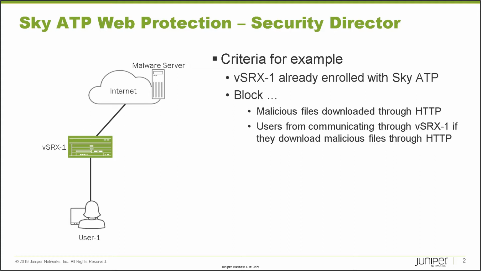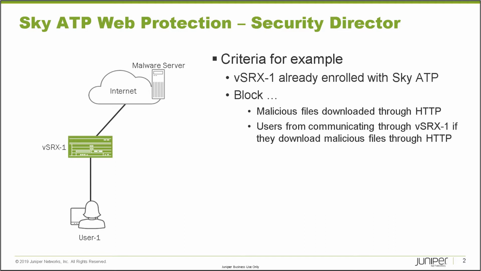Well, the criteria for the example is on the slide. VSRX1 is already enrolled with Sky ATP, and although it's not shown on the slide, Security Director and Policy Enforcer are already enrolled with Sky ATP. That is, the Policy Enforcer device is enrolled with Sky ATP. So what do we want to do?